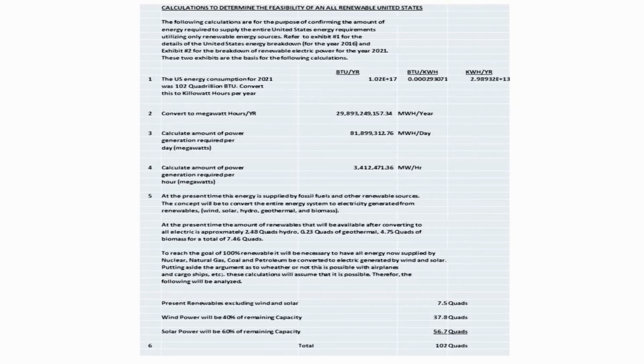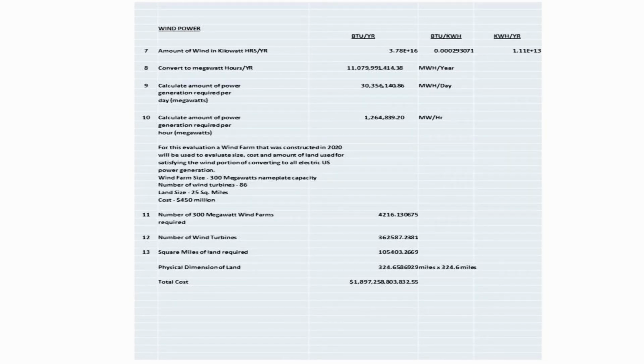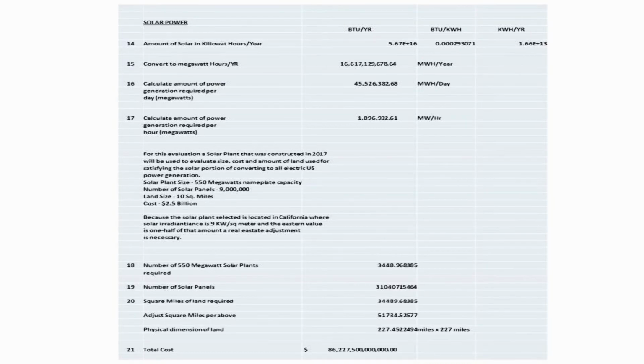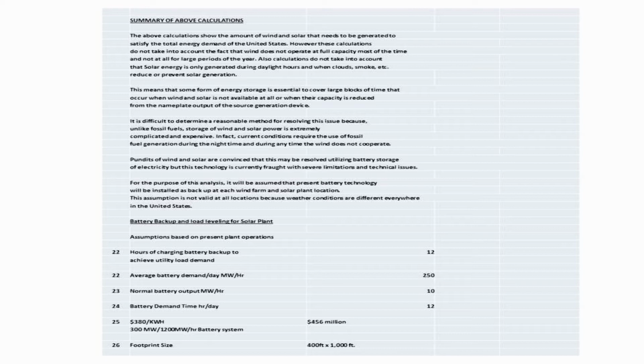These next 4 pages are calculations that were prepared for the purpose of confirming the amount of energy required to supply the entire United States energy needs utilizing only renewable energy sources. At the present time, this energy is supplied mostly by fossil fuels with some other renewable sources. The concept will be to convert the entire energy system to electricity generated from renewables: wind, solar, hydro, geothermal, and biomass.